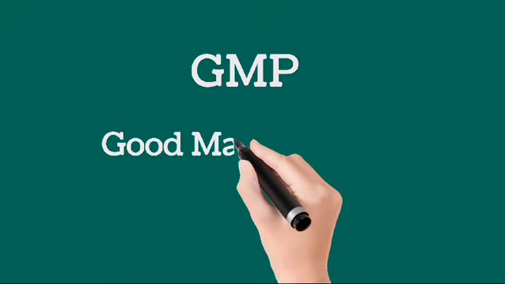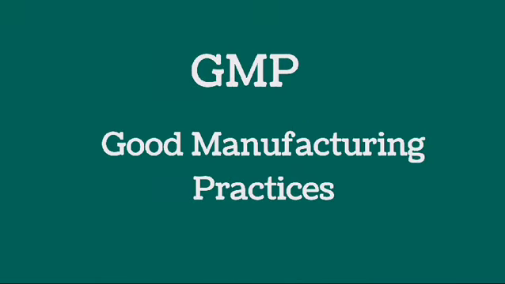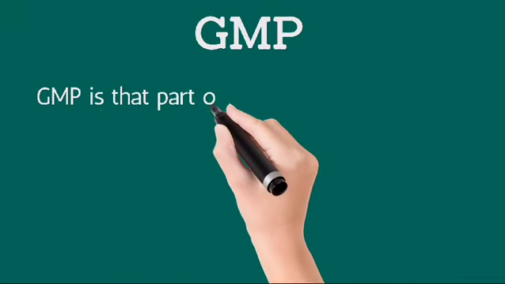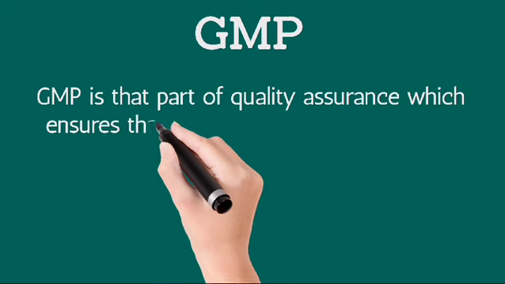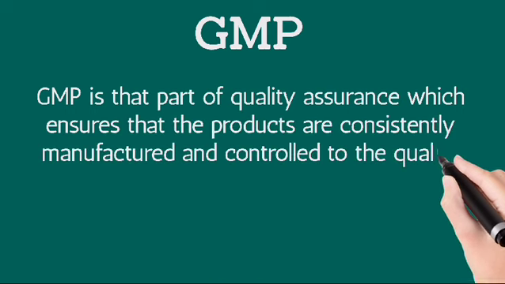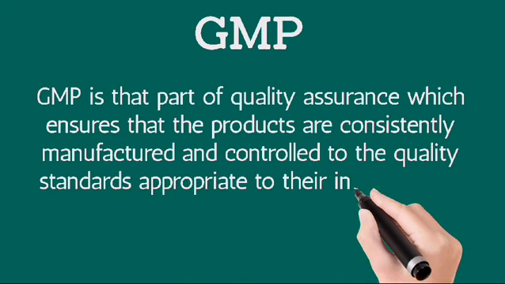GMP. Good manufacturing practices. GMP is that part of quality assurance which ensures that the products are consistently manufactured and controlled to the quality standards appropriate to their intended use.